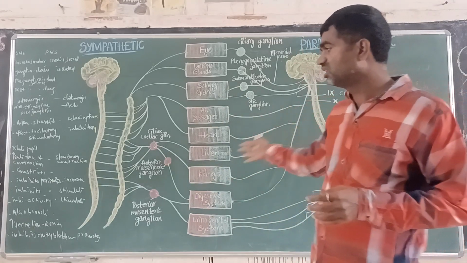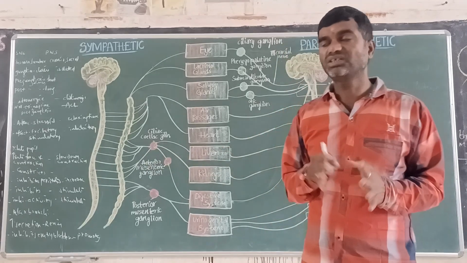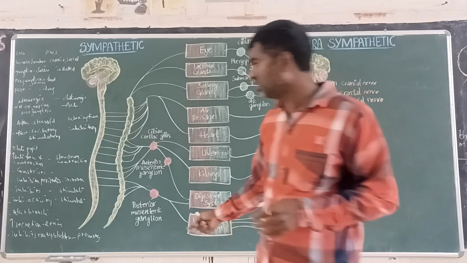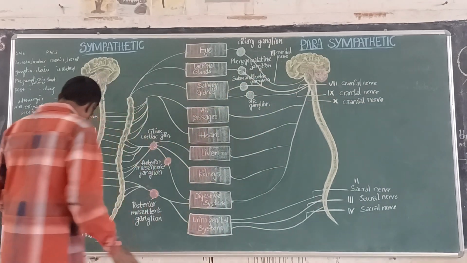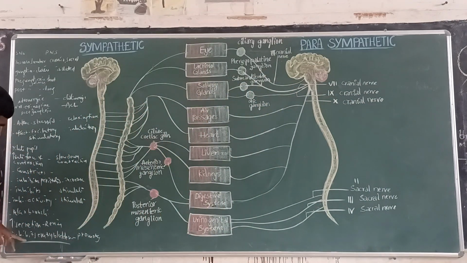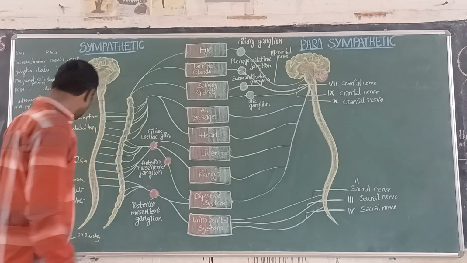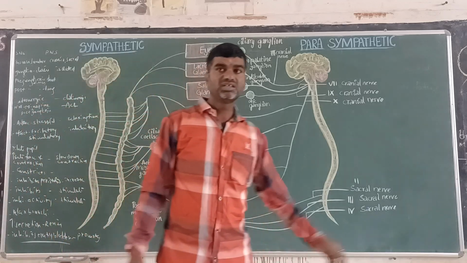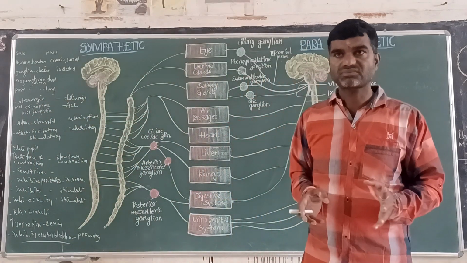And next one is the urinary bladder in the sympathetic nervous system. It inhibits the secretion of the urinary bladder. And inhibits means stopping.